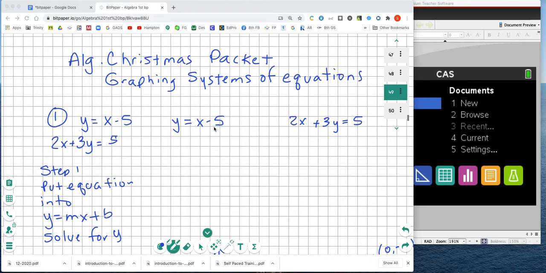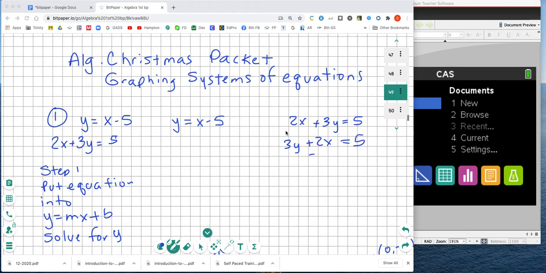So we're going to notice that the first one is already in that order. It's already in y equals mx plus b, so it's solved for y. We're good. Our second one is not. So what we're going to do is use the commutative property of addition, and we're going to do 3y plus 2x is equal to 5.